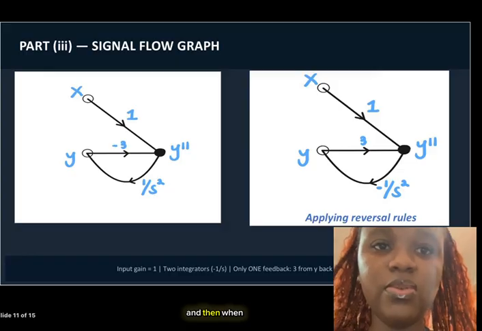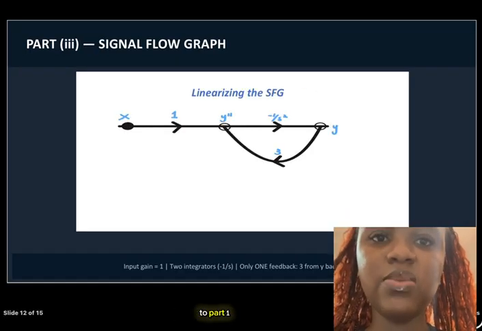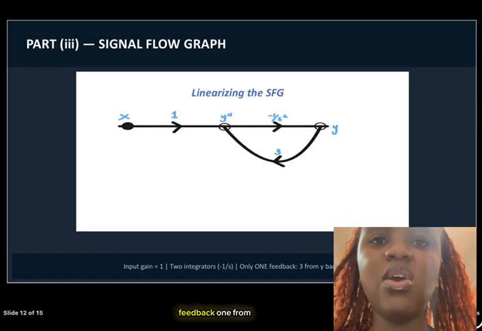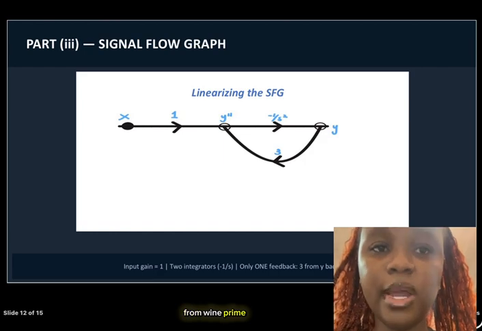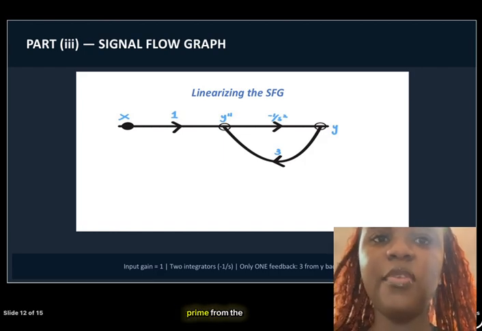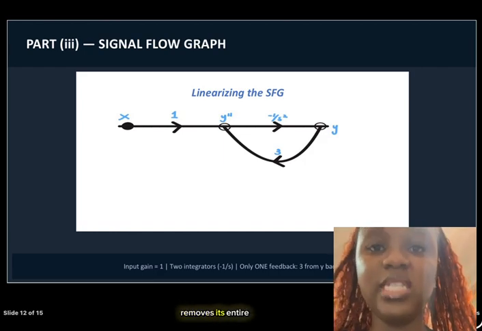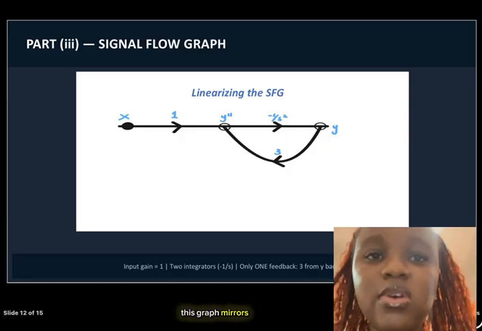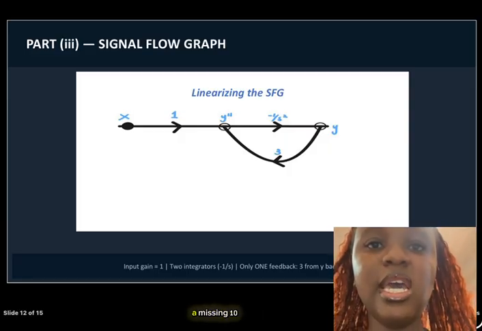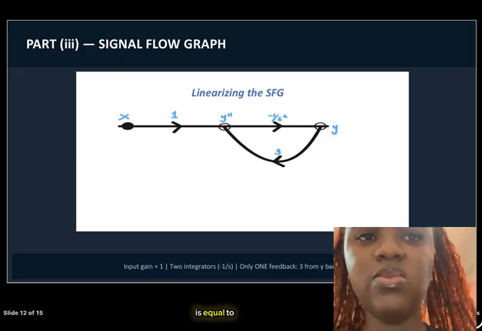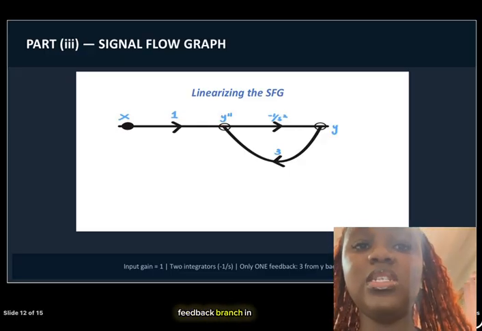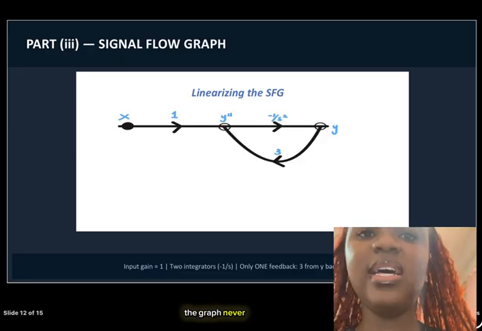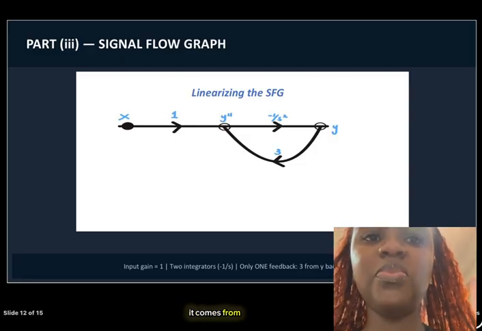And then when you compare this to part 1, which had 2 feedbacks, one from y and one from y prime, here removing y prime from the equation removes its entire feedback branch from the graph. This graph mirrors the equation exactly. A missing term in the equation is equal to a missing feedback branch in the graph. The graph never lies about where it comes from.